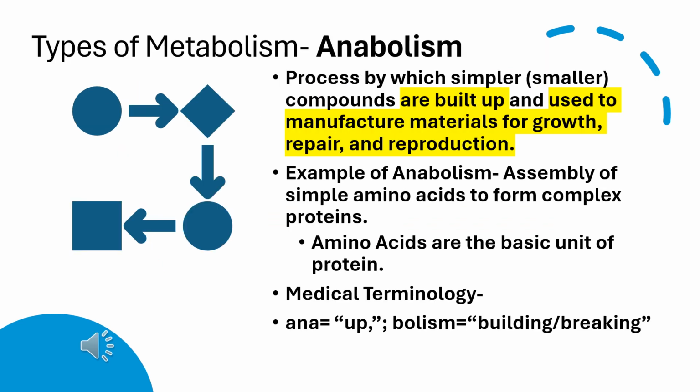There are different types of metabolism. Here are two new medical terms. Anabolism, the process by which a smaller compound is built up and used to manufacture materials for growth, repair, and reproduction. An example of anabolism: the assembly of simple amino acids to form complex proteins. Just so you know, an amino acid is considered the basic building block for a protein.